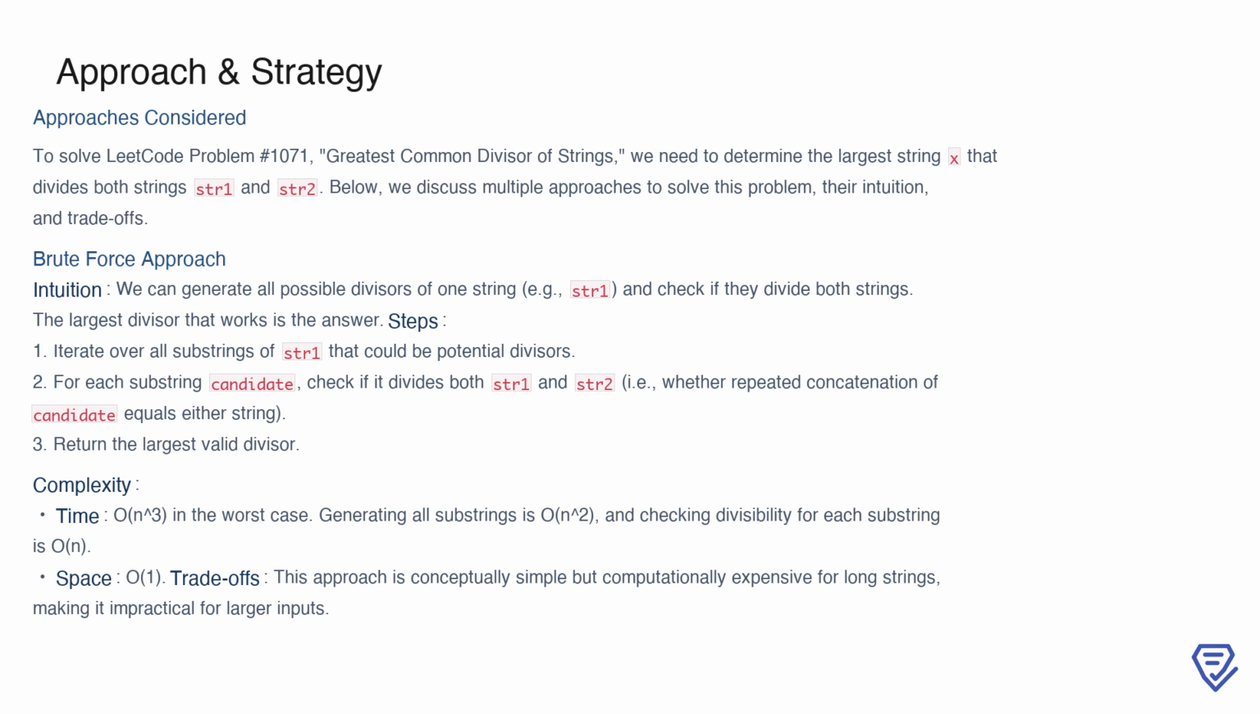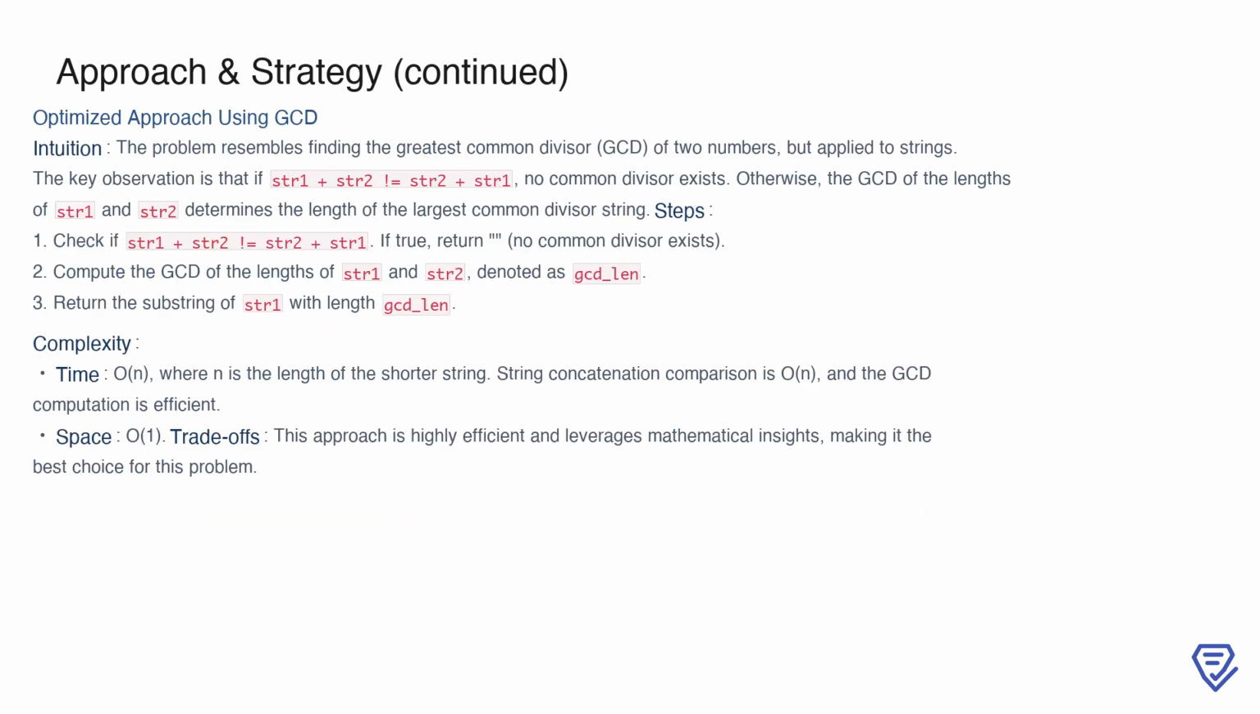While this approach is conceptually simple, it has a significant drawback. The time complexity is cubic in the worst case, which arises from generating all substrings of str1 and then verifying each of them. This makes the brute force method impractical for longer strings, as its inefficiency becomes apparent with larger inputs. Now, let's look at a more efficient solution, the optimized approach using the greatest common divisor, or GCD. The key insight here is that the problem of finding a common string divisor is analogous to finding the GCD of two numbers, but in the context of strings.